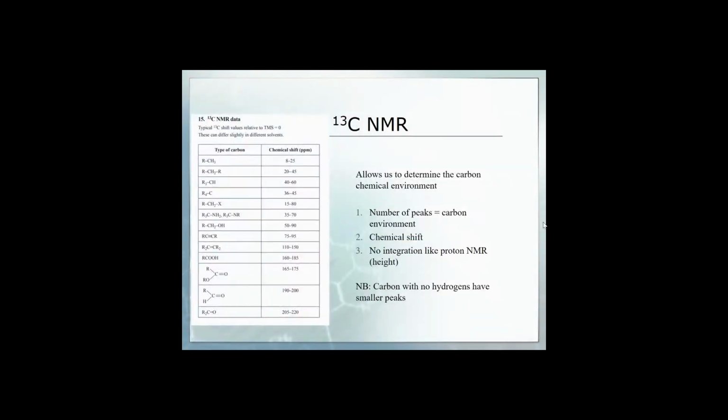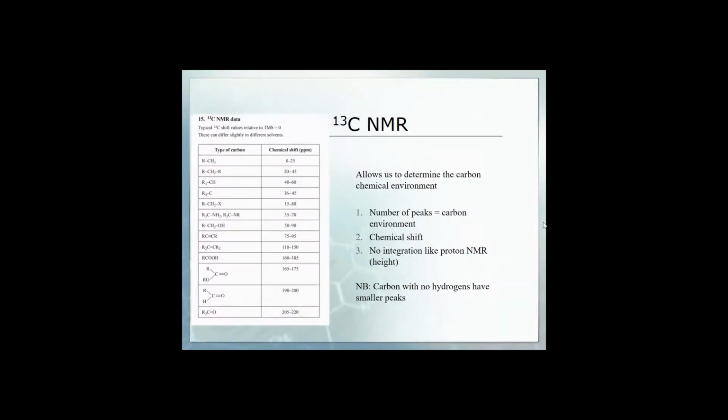So let's move on to our carbon-13 NMR. This allows us to determine basically what's happening with our compounds' different carbon environments. The peaks that we see let us know what each carbon environment is represented like. The chemical shift lets us know what is bonded around those carbons to give it a different pull. And the last one is no integration.